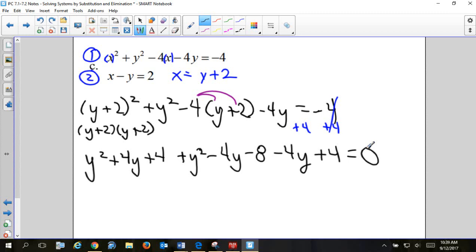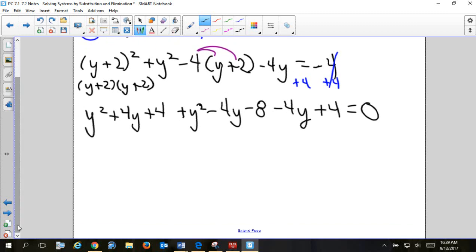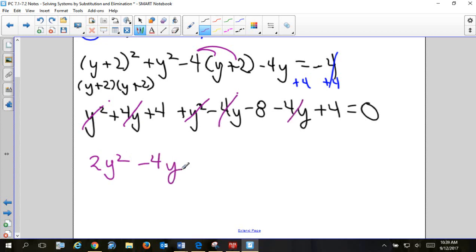Now, when you combine your like terms, stay organized. As I'm combining my like terms, as I'm adding them up, I'm crossing them off so I don't miss anything. I'm going to add y squared plus y squared, get 2y squared. 4y minus 4y minus 4y, get minus 4y. 4 minus 8, that's minus 4, plus 4, 0. And you just get 2y squared minus 4y equals 0.